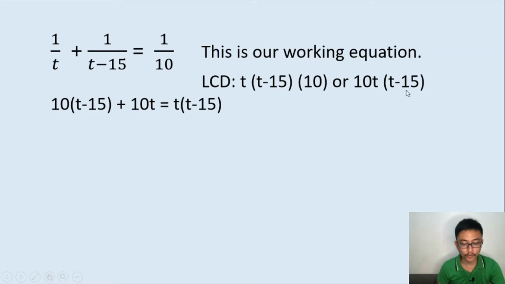So kung ito ang gagamitin ko, yung 10t times the quantity of t minus 15, so times ko siya sa 1 over t. So actually, yung mangyayari dun is mawawala yung t, cancelled. So ang matitira na lang is 10 times the quantity of t minus 15. Plus, doon naman sa 1 over t minus 15, so ang mawawala doon is yung t minus 15, cancelled out. So, matitira na lang is 10t times 1, so that is 10t.